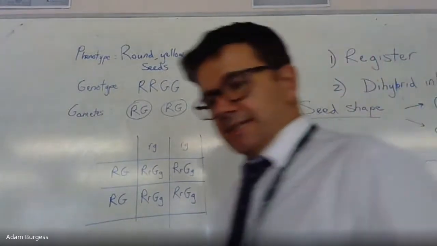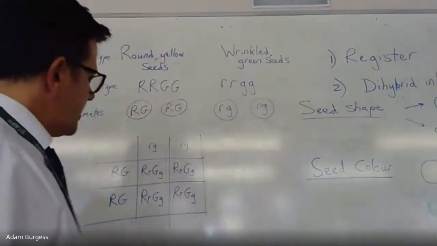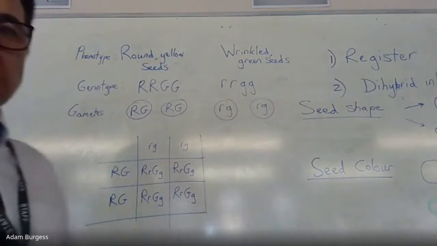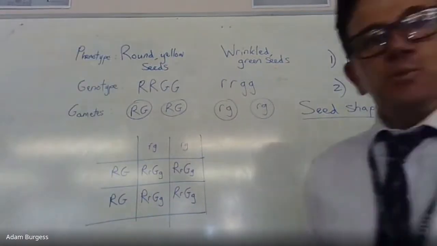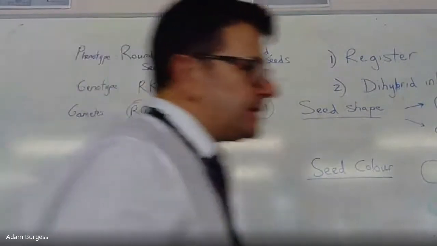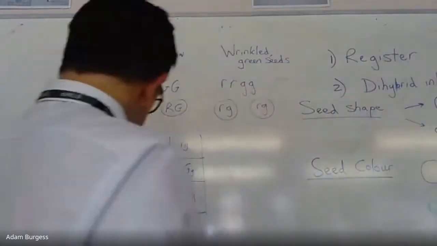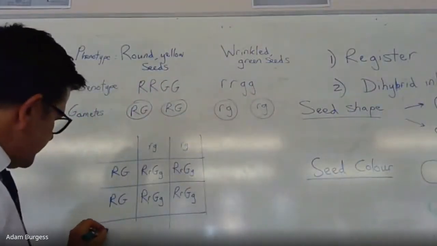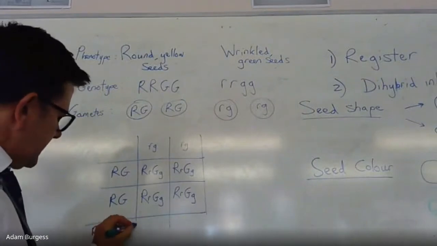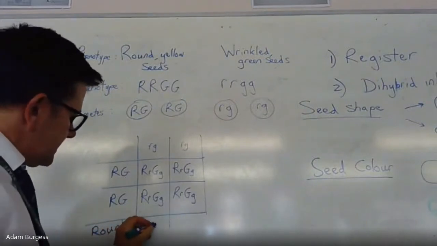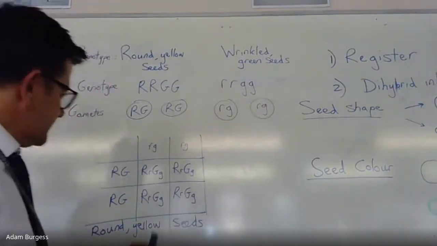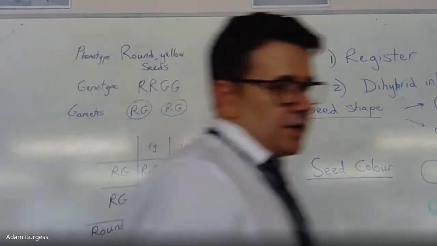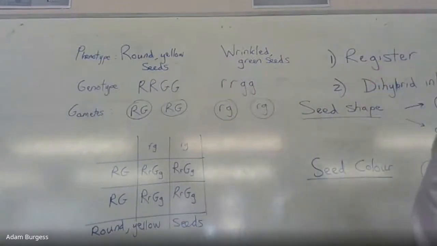So the question is, what are all the phenotypes? So all of them would be round yellow seeds. Can you see that there? So they'd be round yellow seeds. Very good. All right, so that's with pure breeding plants.